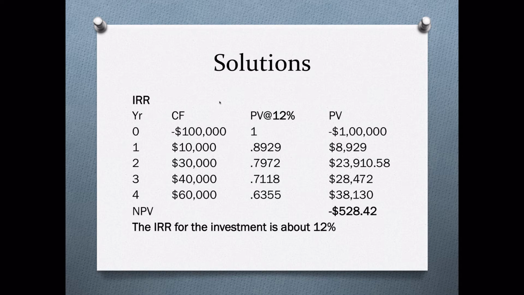Negative. It doesn't matter if the net present value is positive or negative when we're doing internal rate of return. We just want to get close to 0. So I did real well. I got lucky. The internal rate of return for this investment is about 12%, and that would be your answer. If you wanted to be sure, you can go up to 14 and down to 11 and see if it gets any closer.